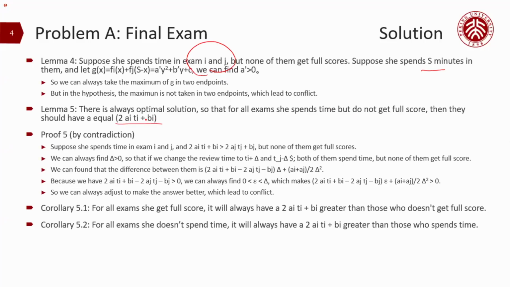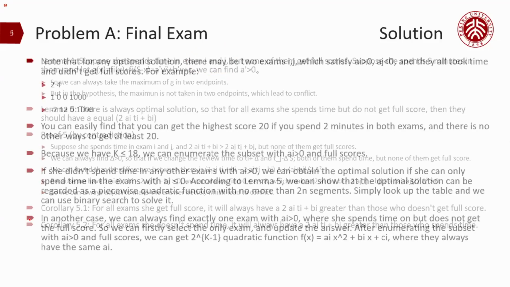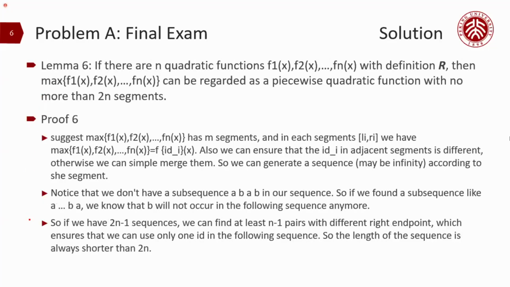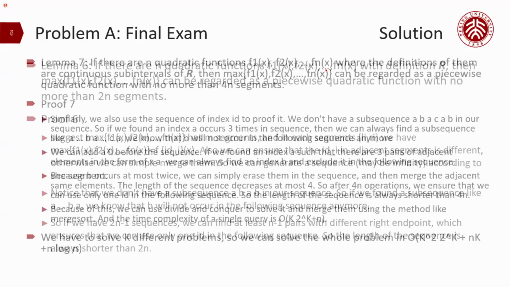we have this property: they have the same coefficients a_i and b_i, so that we can get the corollary. There are a few more. For example, if there are n quadratic functions and we have piecewise quadratic functions, and we perform a max out of that.